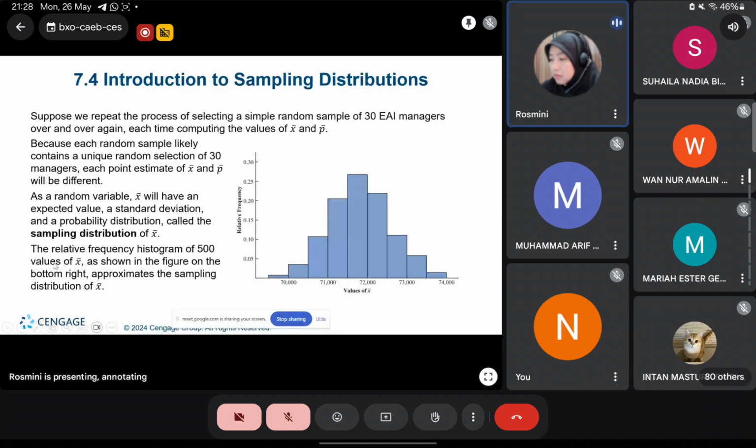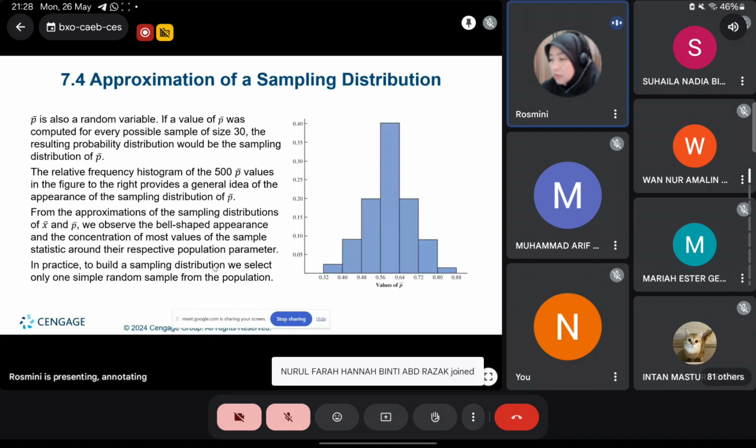So this one here is telling you that the relative frequency histogram of 500 values of X bar, as shown in the figure at the bottom right, approximates the sampling distribution. So this one is taking 500 values of X bar. So 500 times. Okay, you are taking 30 and 30, so which is more than that, isn't it? Okay, never mind.